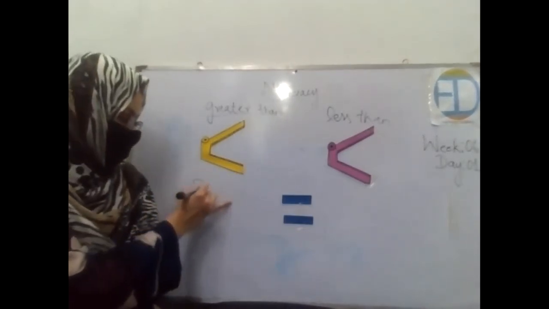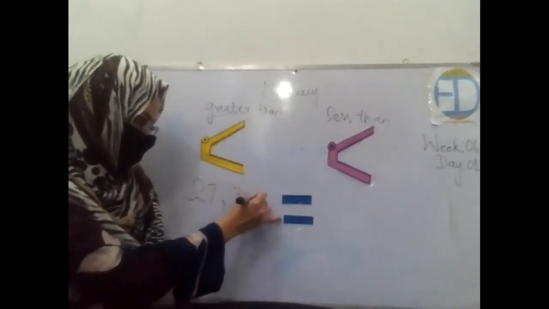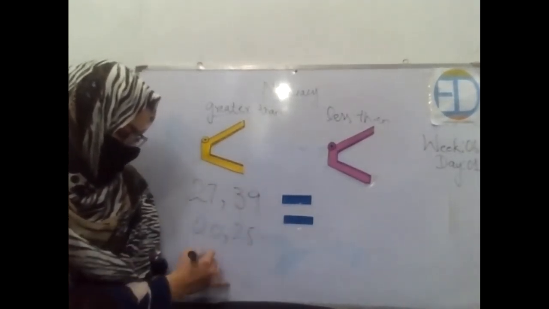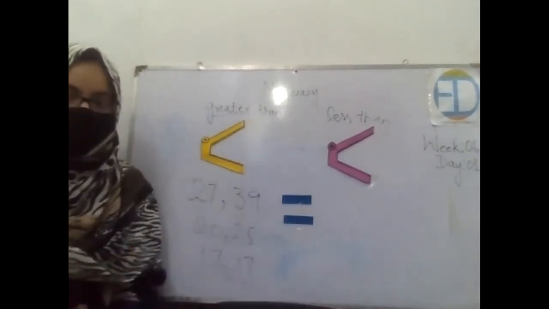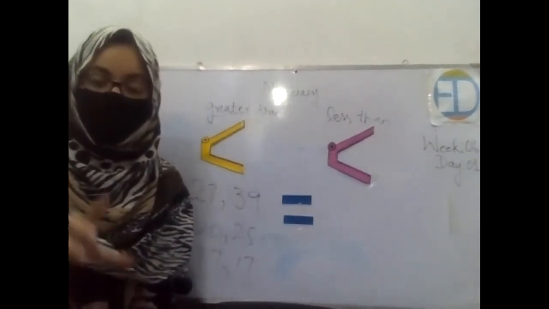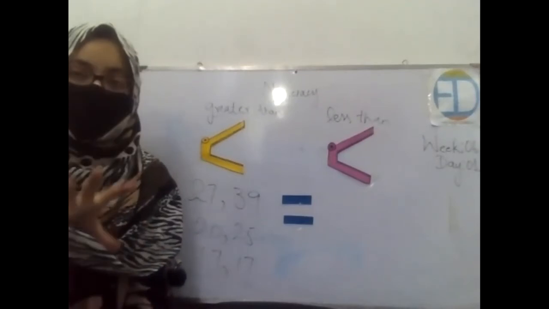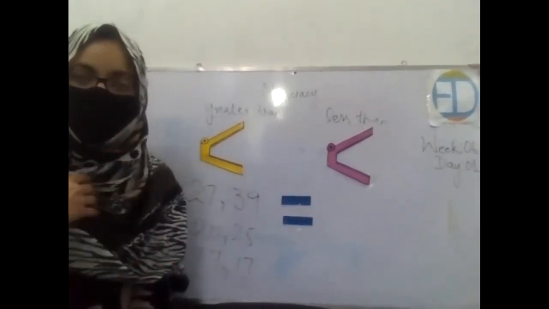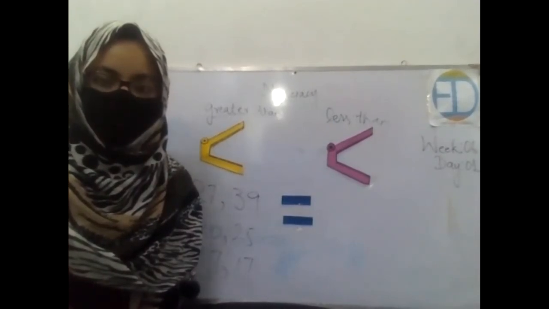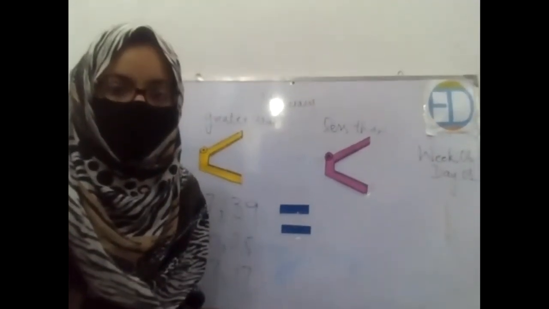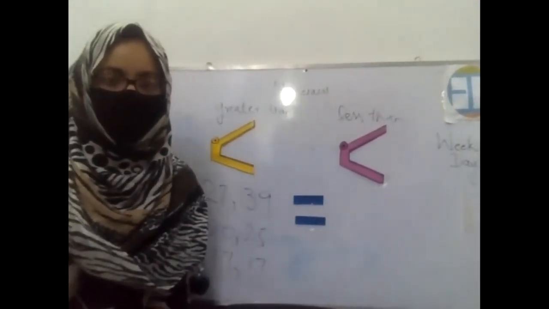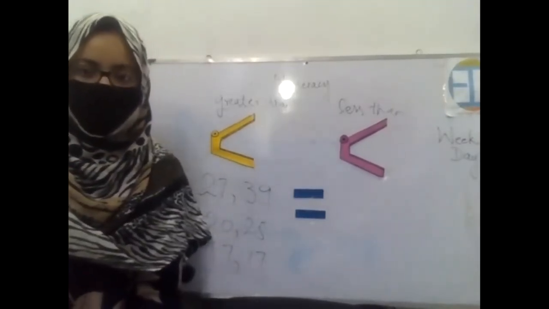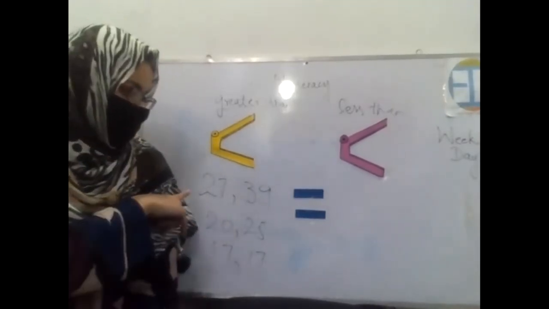Okay, the first number is 27, second one is 39, 20, 25, 17, 17. Hurry up. Write them in your notebook and use the less than, greater than, and equal to signs to represent which is the smaller number, which is greater, and which are equal to each other. Hurry up. So are you done? Yes. Show me your work.